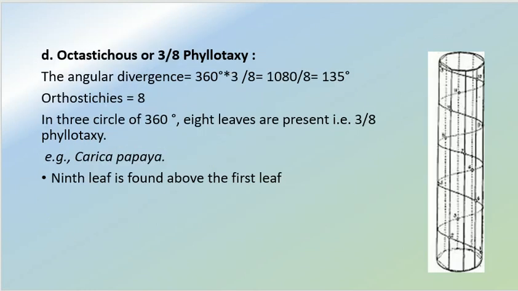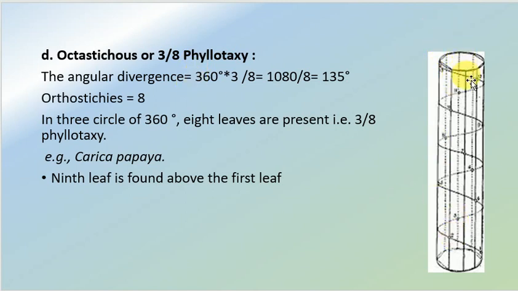Now we will study the next subtype, that is the octastichous. Now we have the idea how the names are derived. In octastichous phyllotaxy, how many rows of leaves are present? Octa means 8. So 8 rows of leaves are present. So that is clearly seen in this image.